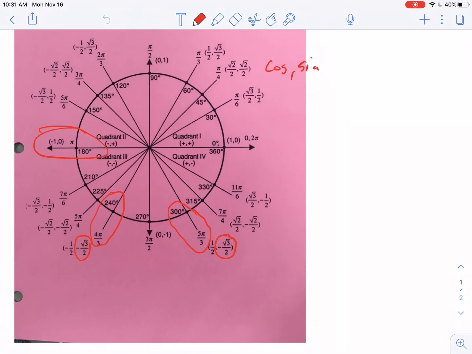Cosine is 1/2, positive, there's one there. And then there's also a cosine of 1/2 down here. So pi over 3 and 5 pi over 3 are the other two answers.